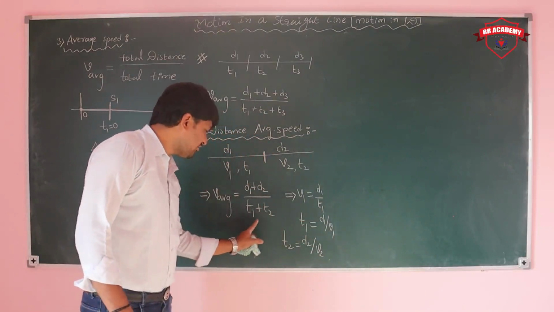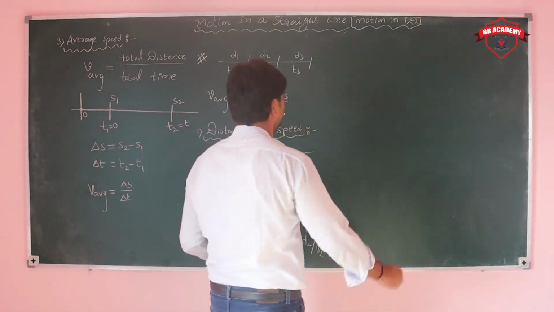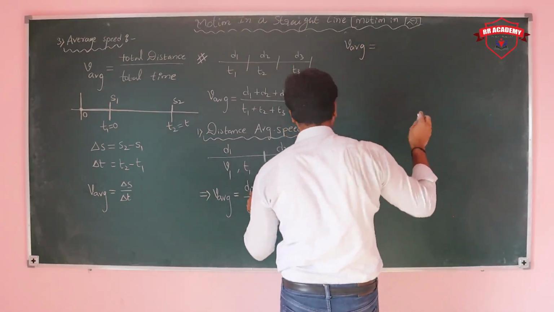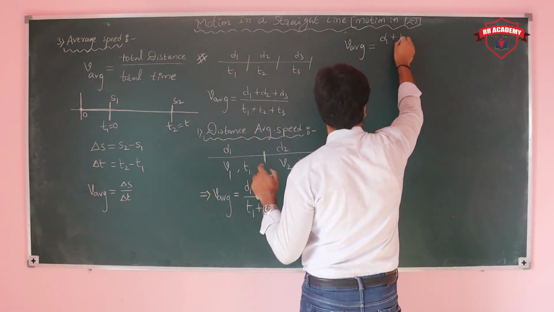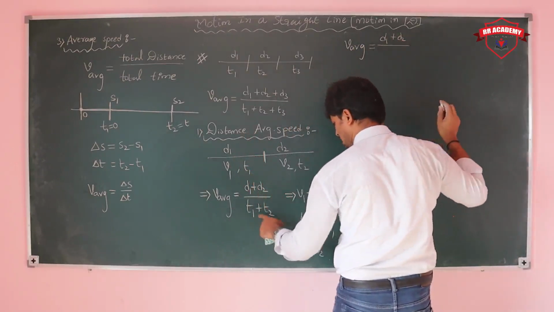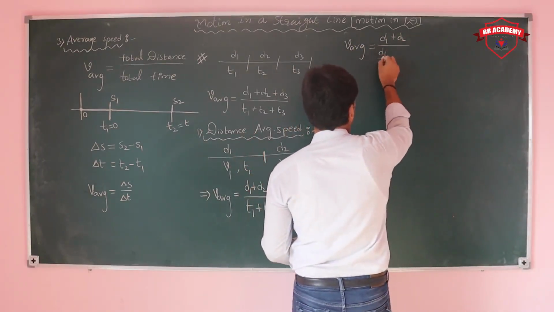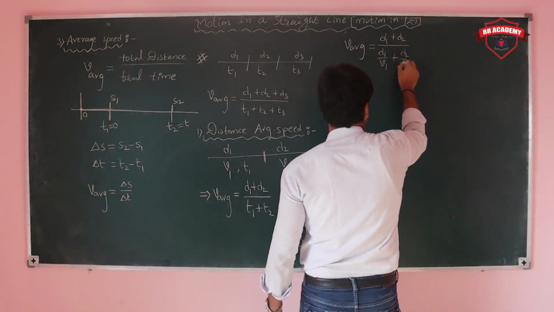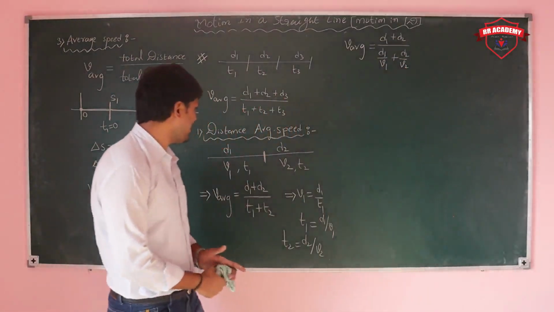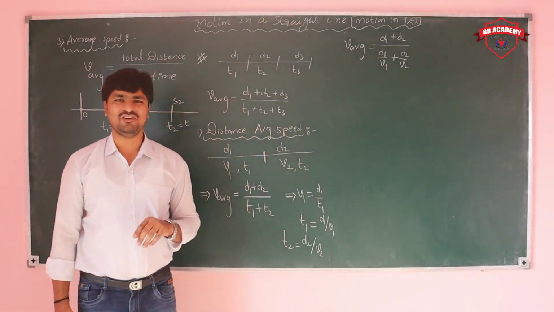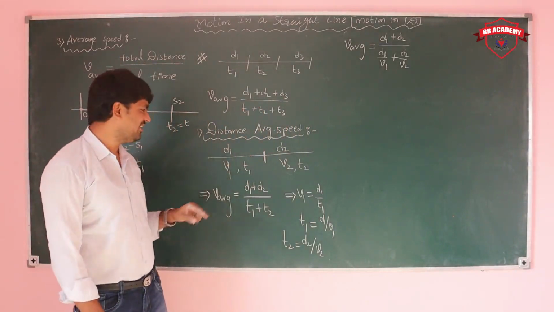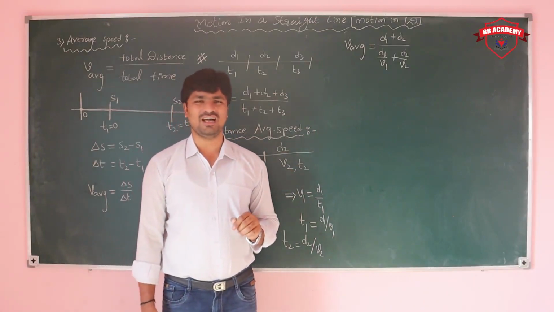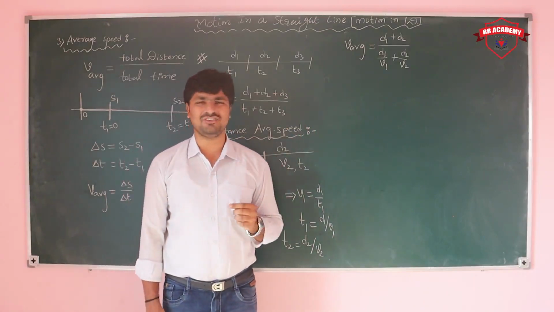Just put the values of t1 and t2 in this expression. Then V average is equal to total distance d1 plus d2 upon total time, t1 as d1 upon v1 and t2 as d2 upon v2. Why is this equation named distance average speed? Are you understood here? See, there is no time in the final expression.